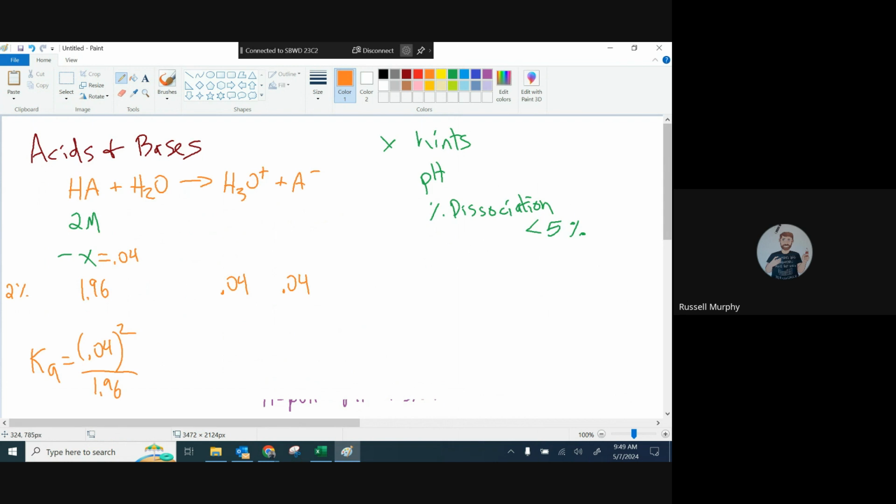All right. So that is a pretty common way of us getting to a Ka to give us a percent dissociation, and we use that for x.